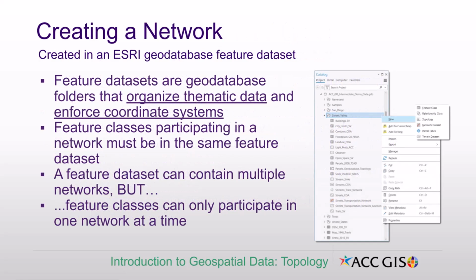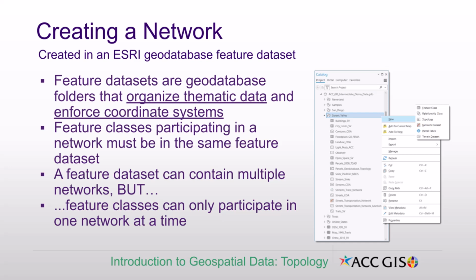To create a network in ArcGIS, it has to be created in an ESRI geodatabase feature dataset. So feature datasets are geodatabase folders that thematically organize your data and also enforce coordinate systems. And it's that second aspect, enforcing coordinate systems, that is why we use feature datasets to store our networks, because we want all of the feature classes that participate in the network to be in the same coordinate system.